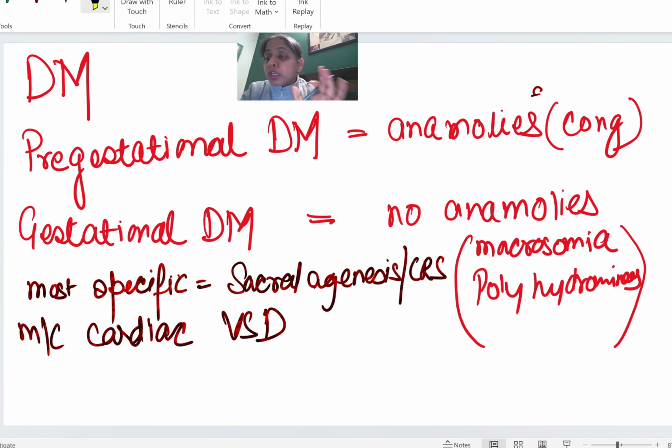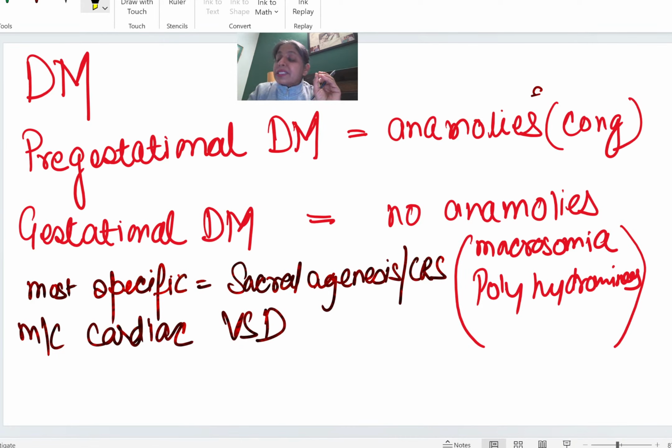Sure, short question of diabetes mellitus. Congenital anomalies occur in pre-gestational or gestational diabetes. Yes. Dr. Isra, you are right. Why does it occur in pre-gestational diabetes mellitus? Because in pre-gestational diabetes mellitus, there is glucose derangement in the organogenesis period, right?